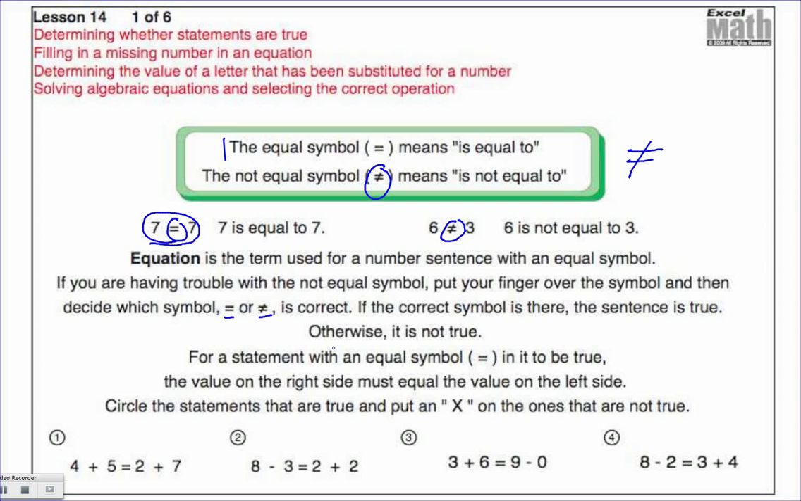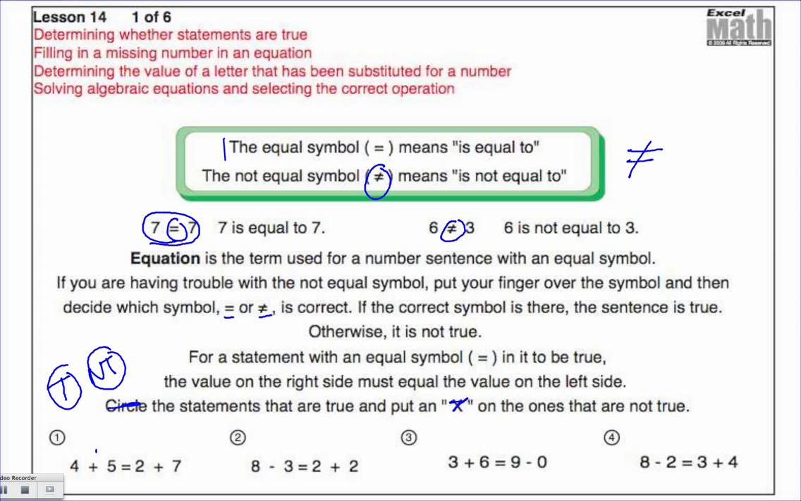Now I'm going to change the directions on this. I don't like that because they're not going to have you do that on the daily work. All I want you to do for each one is put T or NT. T means true, NT means not true. Forget all this stuff about circling and putting an X. All right, so number 1, we'll do this one together and then you can do the rest of them on your own. This is how you show your work.